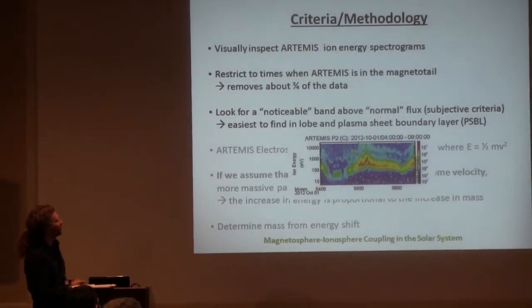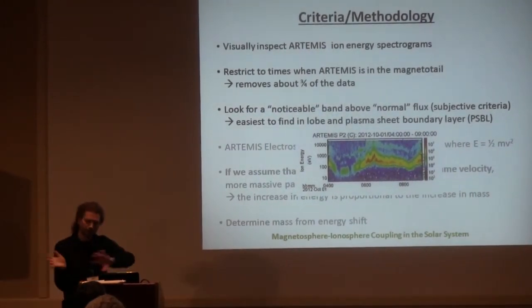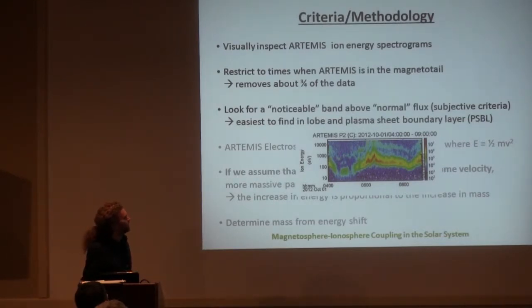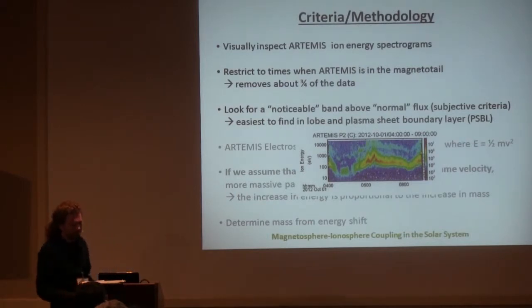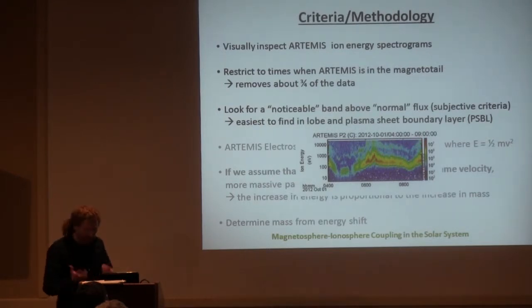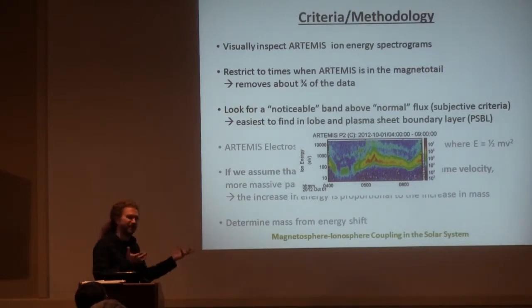What makes it nice is that we're only looking in the magnetotail. So that automatically removes 3/4 of the data, because the other 3/4 of the time, the moon's in the solar wind, and we don't see this type of thing. We can't see evidence of the ionosphere. And so right now, it's just subjective. We look for a noticeable band above the normal flux. So again, here's just the example. This little thing up here. Hey, look, that looks different. And it turns out these are easiest to find in the lobe and plasma sheet boundary layer, where you don't have the messiness of the plasma sheet itself.